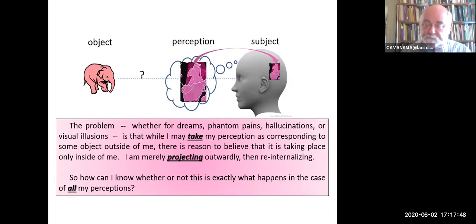So here's the problem. Whether we're talking about dreams or phantom pains or hallucinations or visual illusions, I take my perception as corresponding to some object outside of me. There's reason to believe, though, that it's taking place only inside of me, that I'm merely projecting outwardly, like I would project, for example, a sense of having limbs where I don't actually have limbs. So if this can happen to me once, how do I know that this doesn't happen often or even all the time with my perceptions?